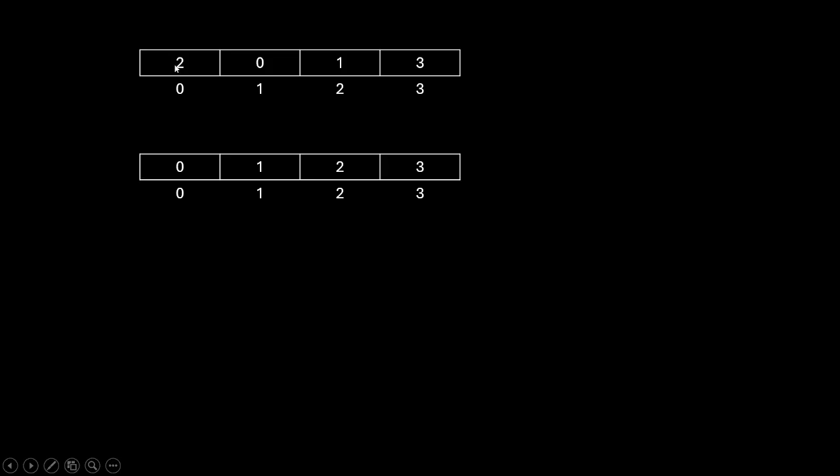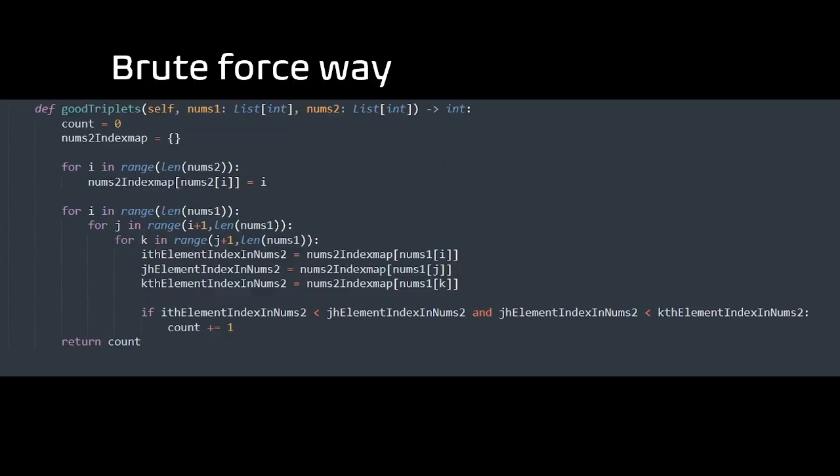So first we encountered 2, which is i, then 0. 2 here is at index 0, but in nums2 it is at index 2. And 0 here is at index 1, but in nums2 it is at index 0. So 2's index is actually greater than 0's, so it doesn't occur in increasing order. We can do that, and the time complexity will be O(n^3) in that case. Here's the brute force way.